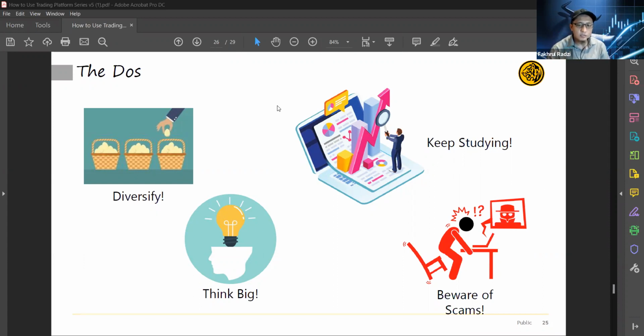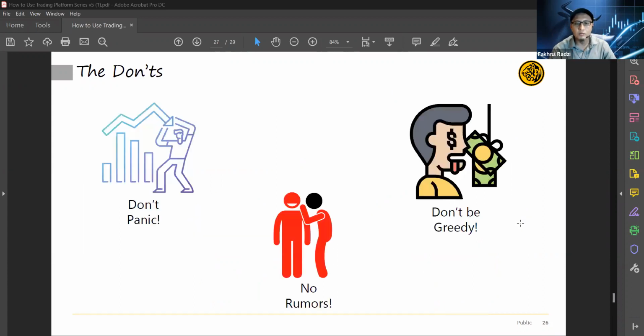Next, keep studying. Study and invest in a business you understand. You can buy the shares of a business you studied and understand. You will not feel worried when the short-term price drops. And last but not least, beware of scams. Investments that promise high returns and are non-regulated.